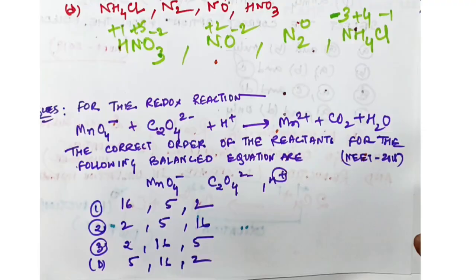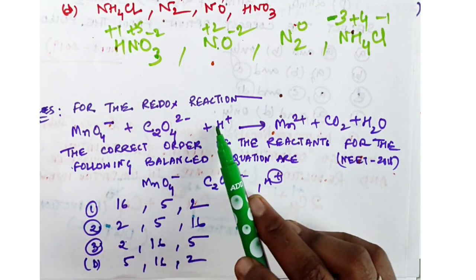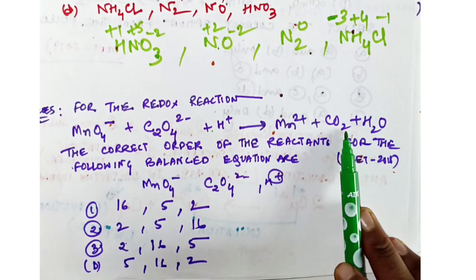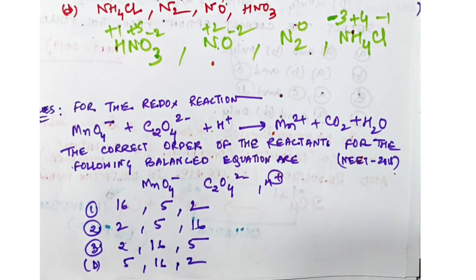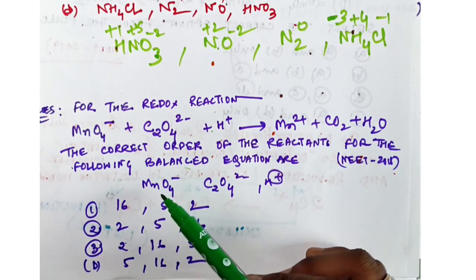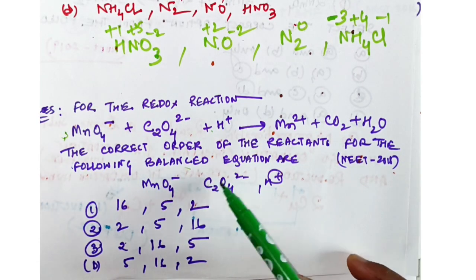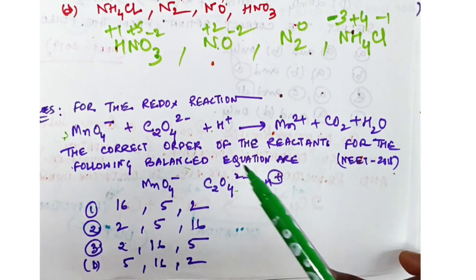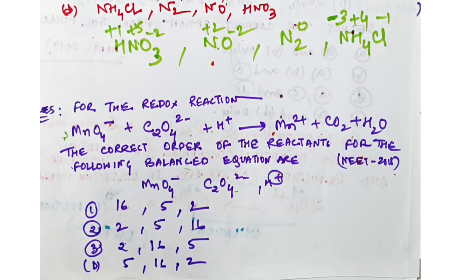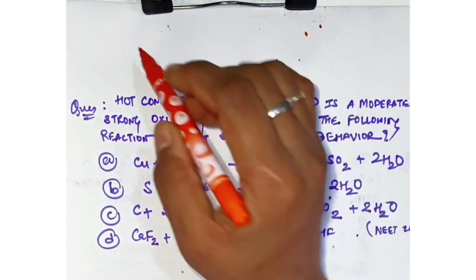Okay, so the next question is for the redox reaction, MnO4- plus C2O4 2- plus H+ gives you Mn2+ and CO2 plus H2O. So this is the redox reaction given to us. The correct order of the reactants for the following balanced equation is asked. That means for MnO4- you have to find the balancing number, for C2O4 what is the balancing number, and for H+ you have to find the balancing number. So let us first do how to balance the redox reaction. So your answer will be how to balance the equation.